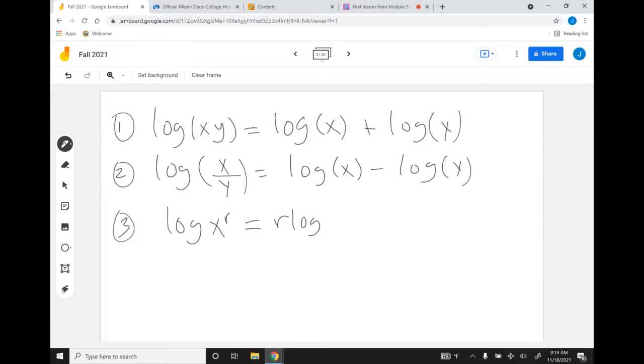Notice that I'm not writing the base, but the base has to be a common base. In this case, if you don't see the base, then it's understood that the base is 10, but I can just write any base that I want, okay? 4.